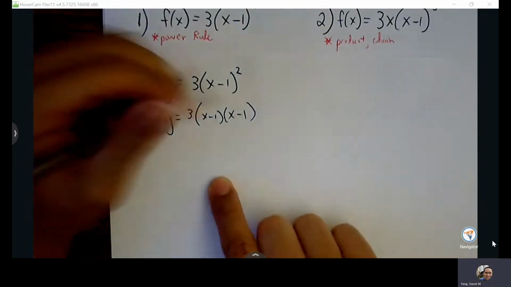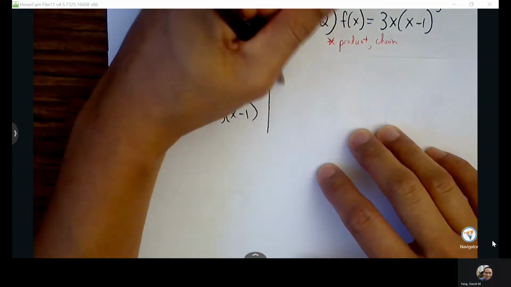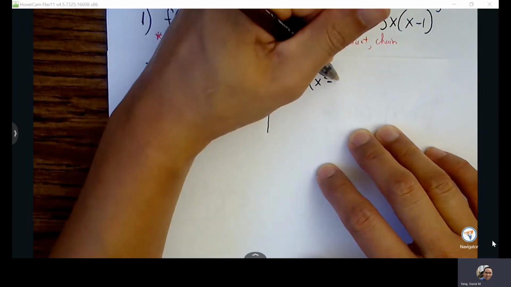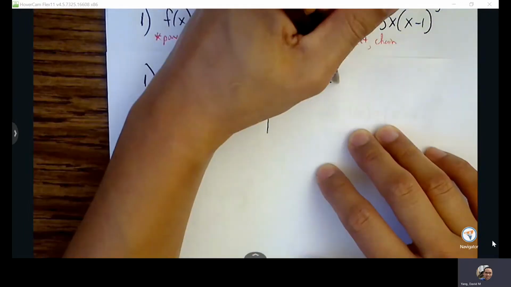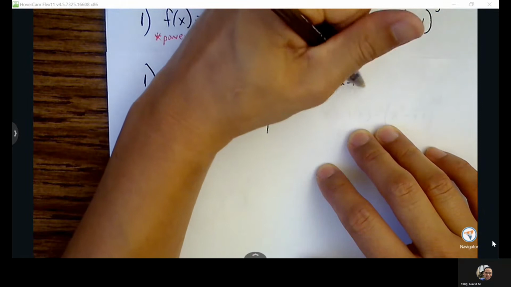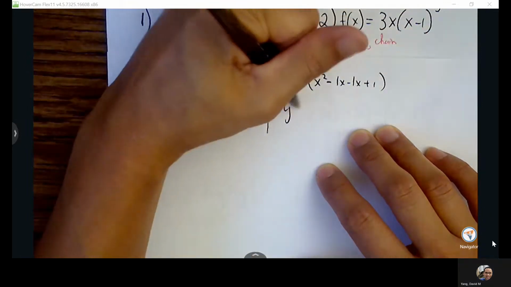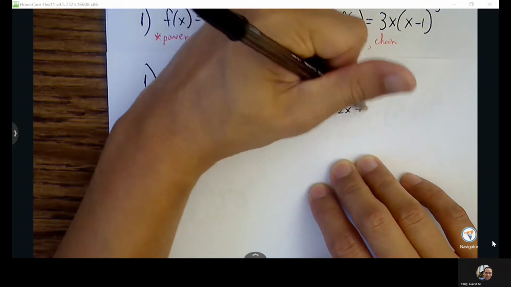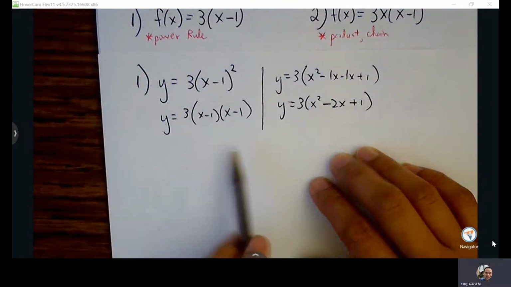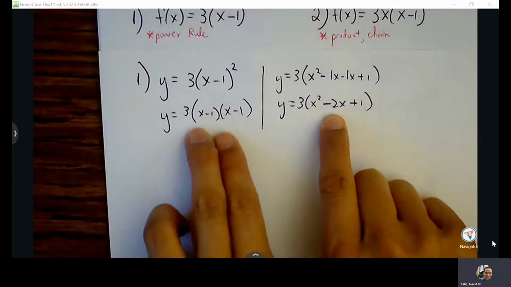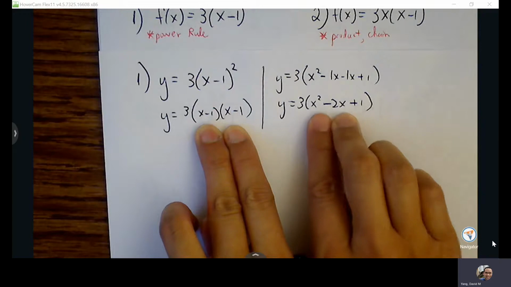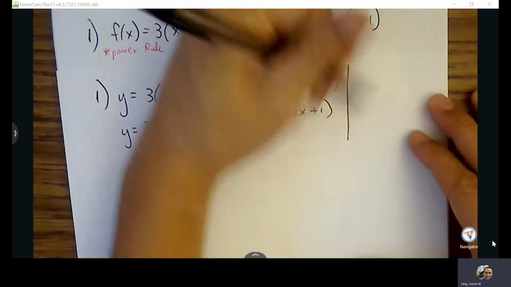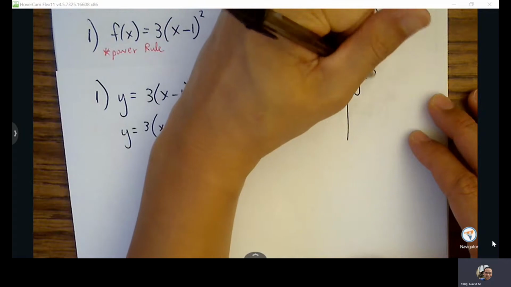So x minus 1 times x minus 1 is x squared minus 1x minus 1x plus 1. So this is the result of cleaning up my 2 sets of parentheses. And now if I keep distributing, I should get it ready now for power rule.